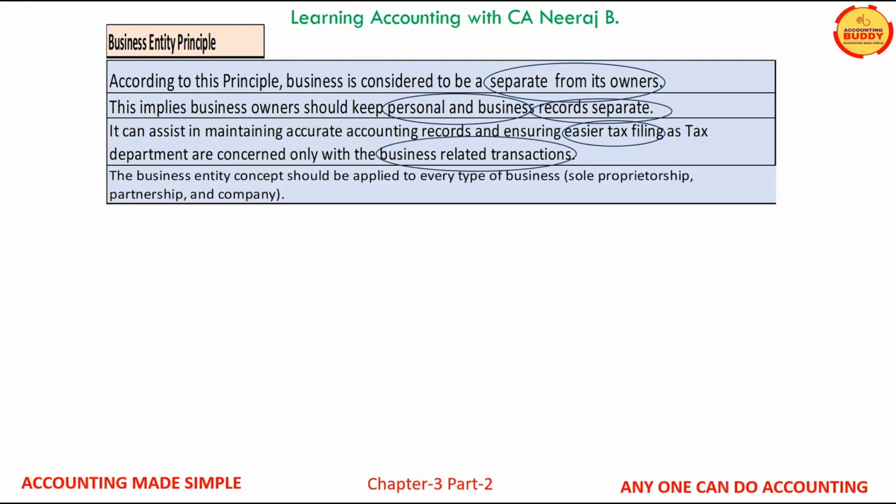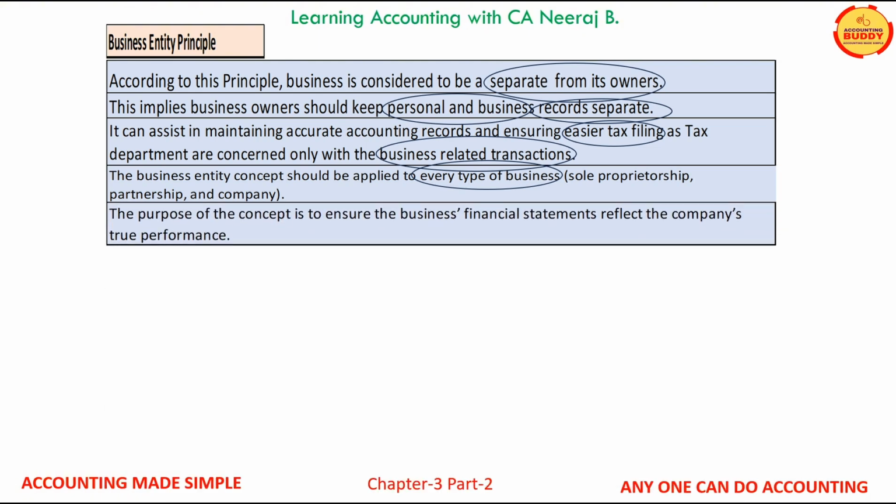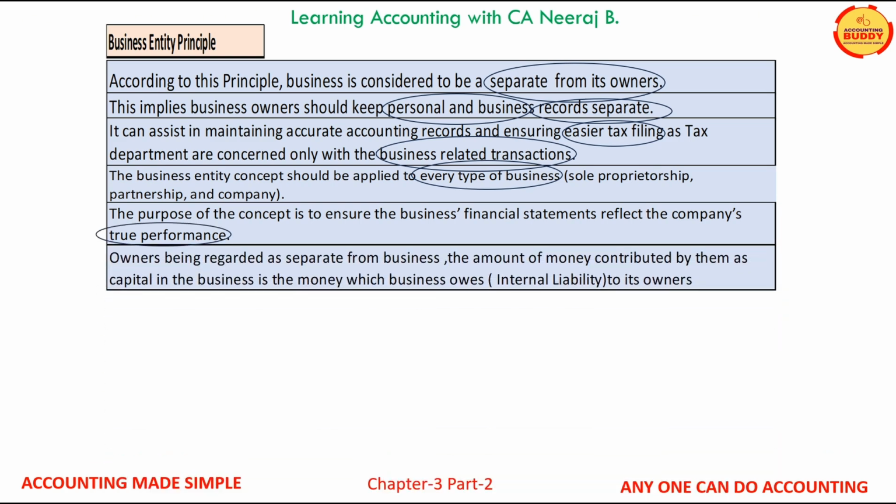Business entity concept is applied to every type of business, whether it is a sole proprietorship, partnership, or a company. This principle ensures that financial statements reflect the true performance of the business. Since under this principle owners are separate from business, the amount contributed by them as capital in the business is considered as the money which the business owes to them.